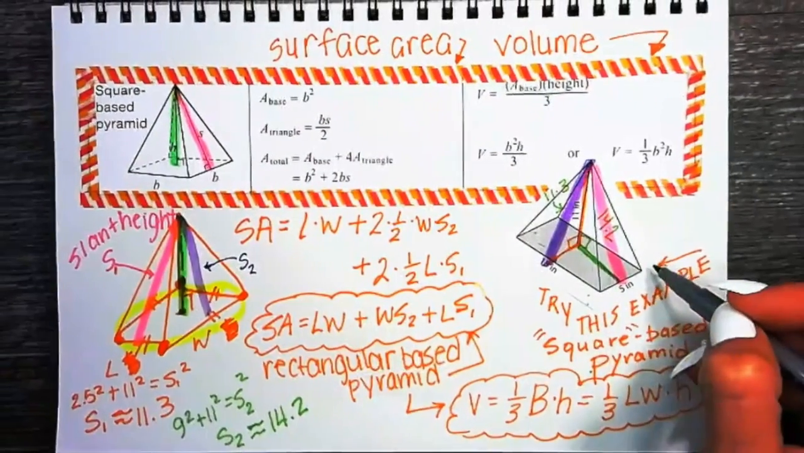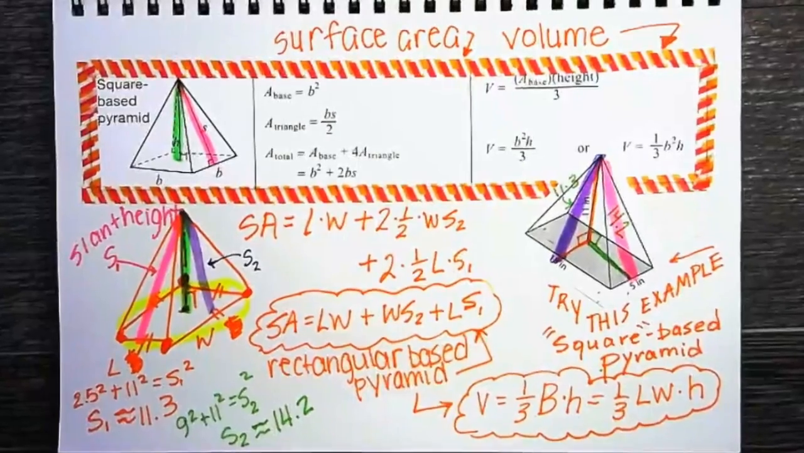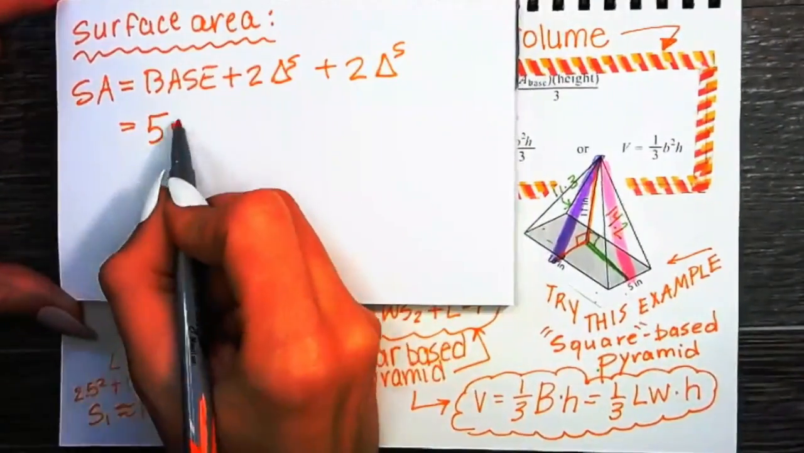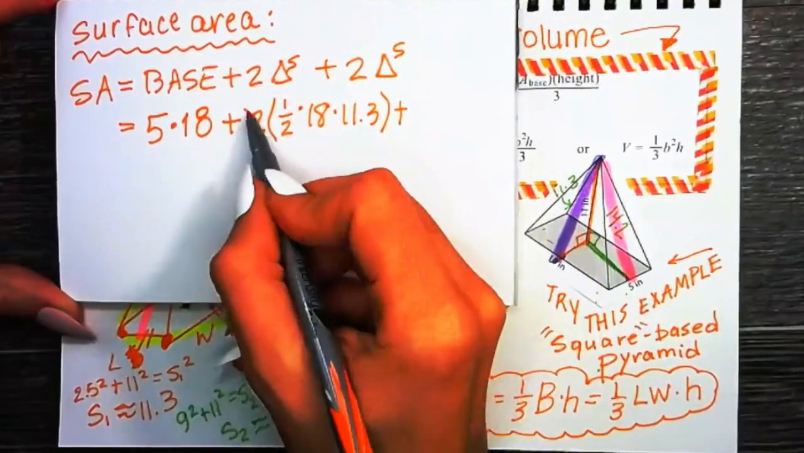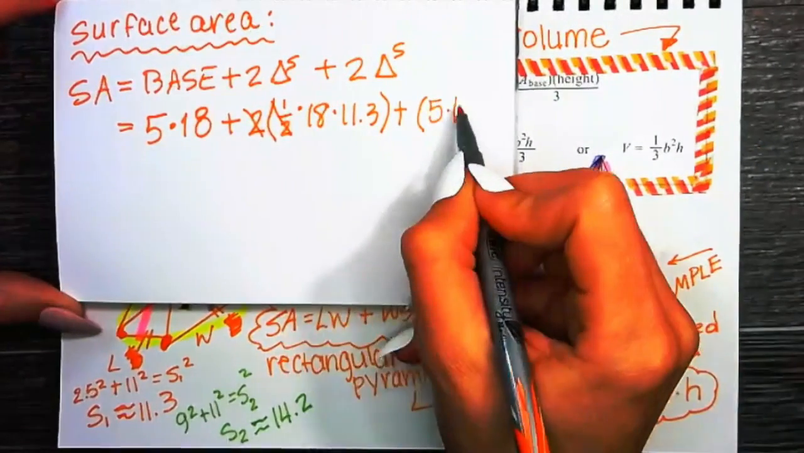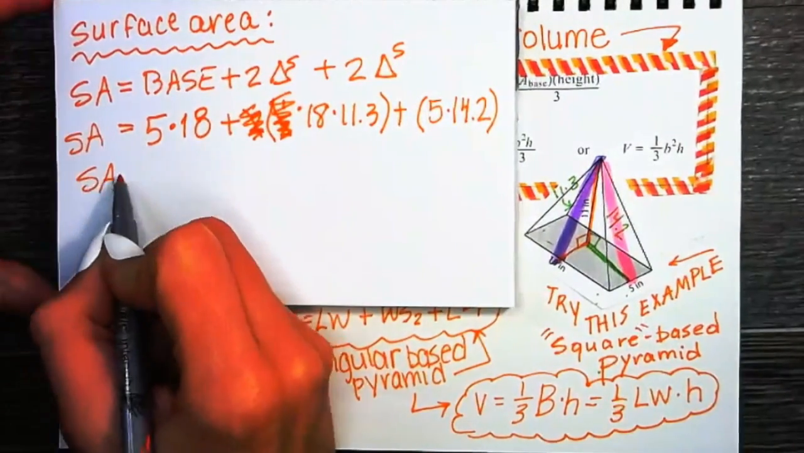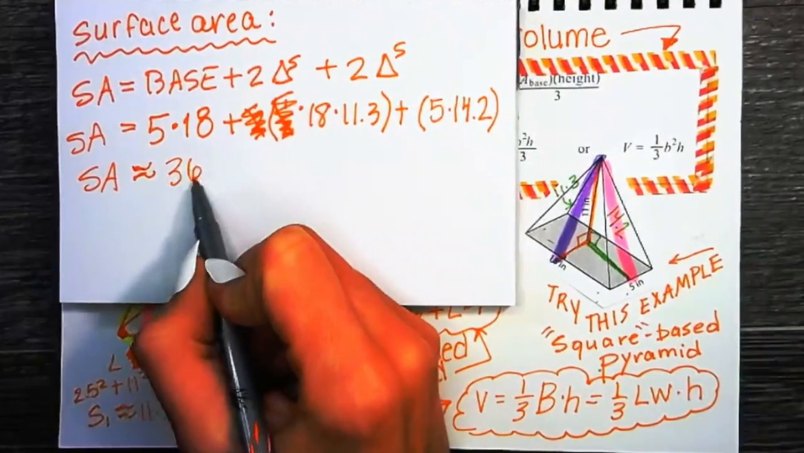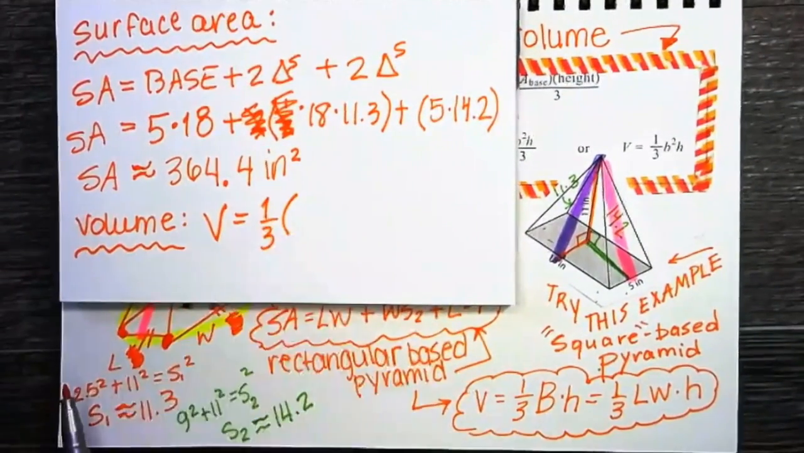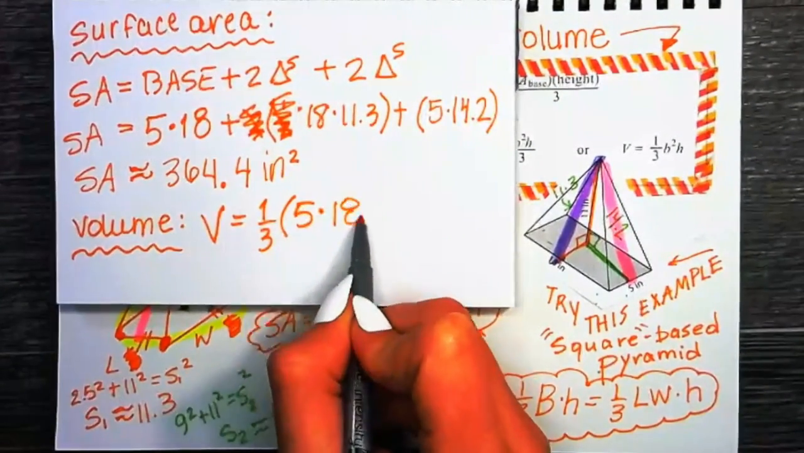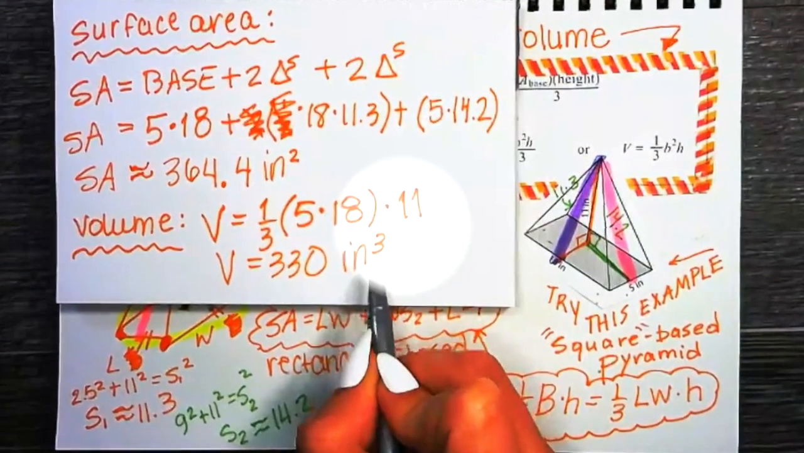So 5 times 14.2. Then we'll add those 4 triangles to the area of the base. So here I'm just going to do 5 times 14.2 since we just saw how the 2 and that 1/2 reduced down to a 1 anyway. So the surface area is approximately 364.4 inches squared. And now let's go for the volume. Area of the base is 5 times 18 times that height, so the volume is 330 inches cubed.